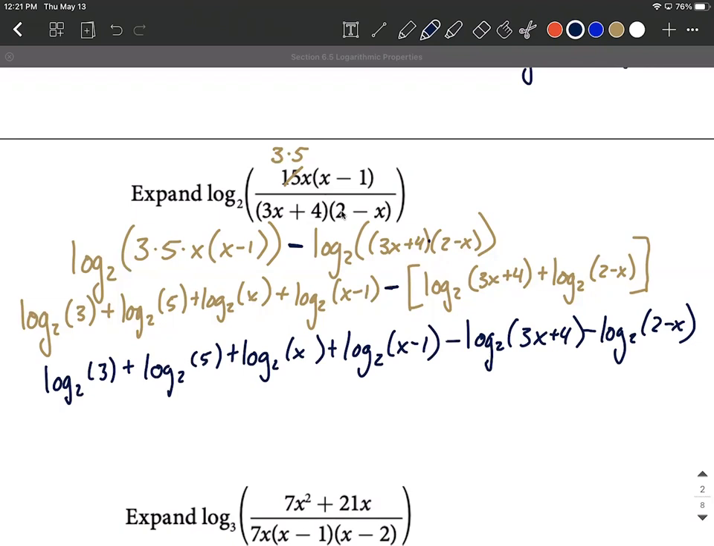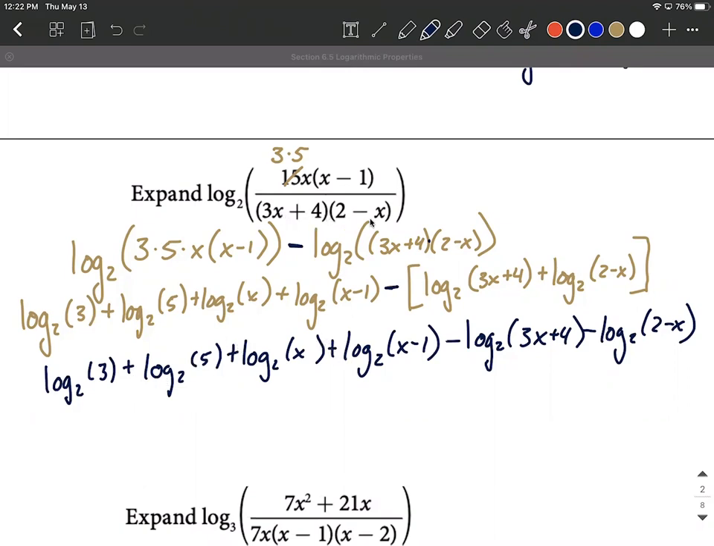How I like to kind of shorten things up and speed this up as much as possible is if I were working this on my own, I probably wouldn't do these first two steps. I would factor the 15 from the very beginning. I'd write 15 as 3 times 5. But then how I get to my final answer, and you can do this too, is if everything's factored, each one of these factors from the numerator gets its own log. So the 3 gets its own log, the 5, the x, the x minus 1. If the factor came from the numerator, it's going to be positive out in front of that logarithm.